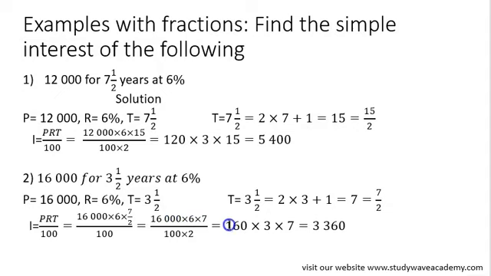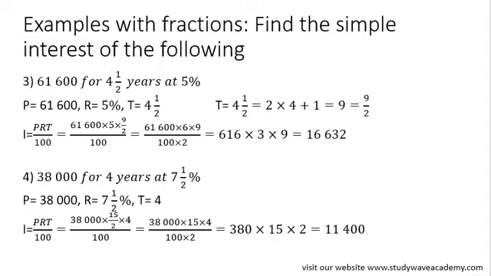We have 160 times 3 times 7. If we multiply these together, we will have our answer as 3,360. Do we understand? So the interest for 16,000 for 3.5 years at 6% is 3,360. I hope we do understand this equation, right? Okay, so we're going to move to more examples to understand better.